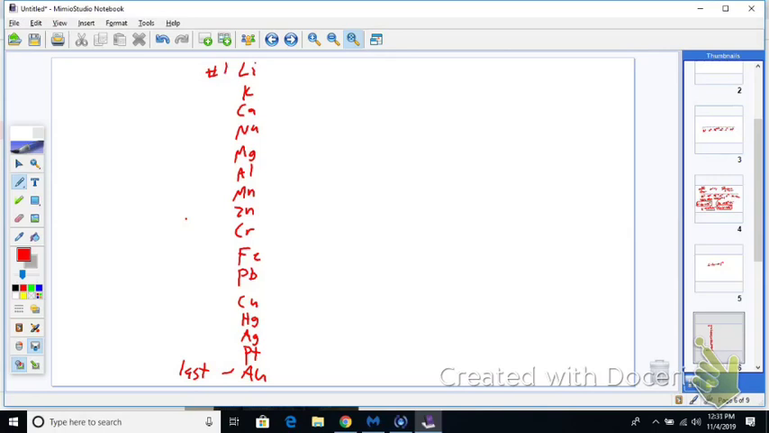So lithium is more likely to give up electrons to become a +1 than gold. So gold's down here, and if we would show gold giving up an electron, it would look like this. So lithium is more willing to give up its electron than gold. That's why when you have a choice between which one's more active, lithium would be top on the list.